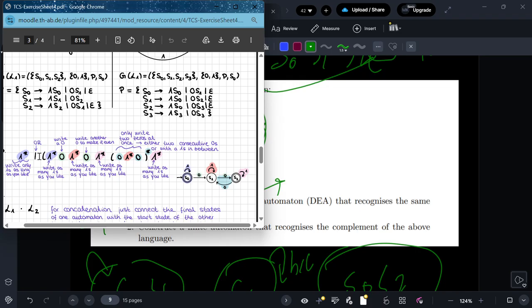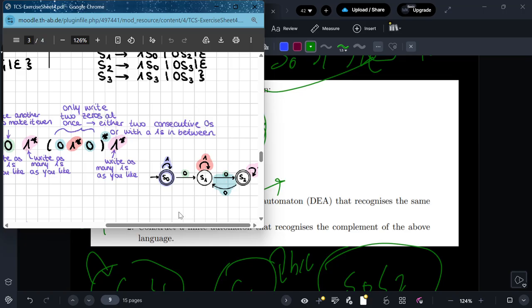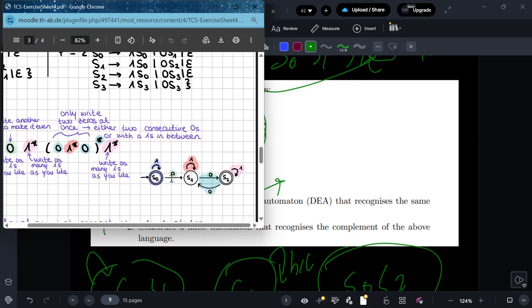Because then you can say 1 can be looped as many times as you want, or write as many ones as you like. 0 must be there. Only write zeros twice at once, either 2 consecutive zeros or a 1 in between. So 2 consecutive zeros or 1 in between. Write as many ones as you want. So this is for this one, even number of zeros.